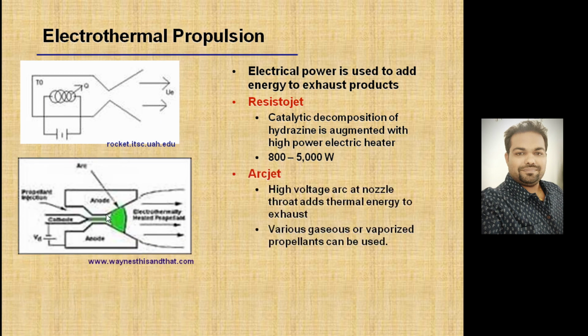The second example is with the help of an arc. These arcs are used to provide the hot gases which come out through the nozzle to create the thrust. A high-voltage arc at the nozzle throat adds thermal energy to the exhaust, which expands at high velocity, and you get the thrust.